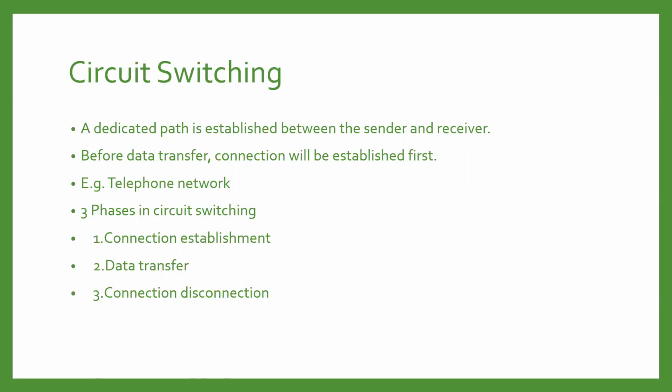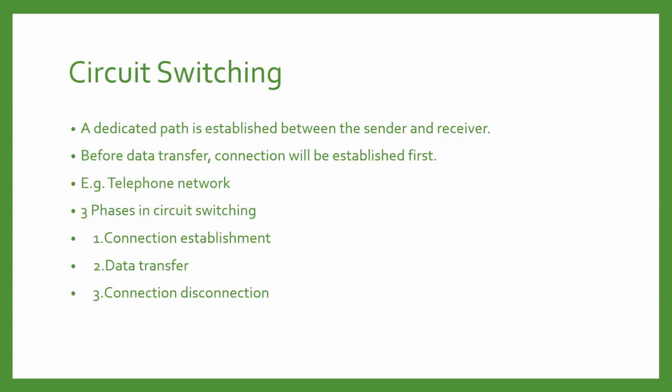For example, a telephone network is a best example of circuit switching. How do we handle the telephone? We first of all dial the number, right? Whoever is the caller will first dial the number, then the connection will be established, right? If the receiver picks up the phone, then and only then the communication will happen. That means the data will be transferred, right?